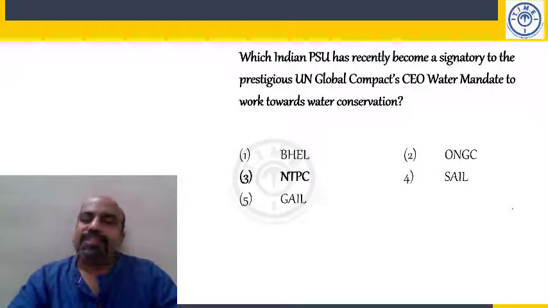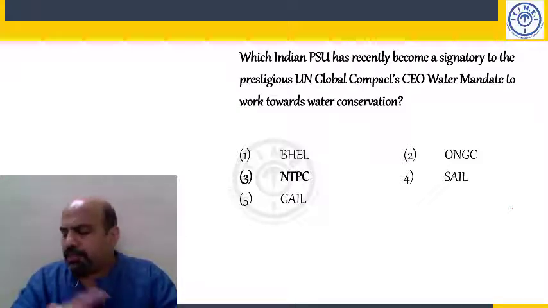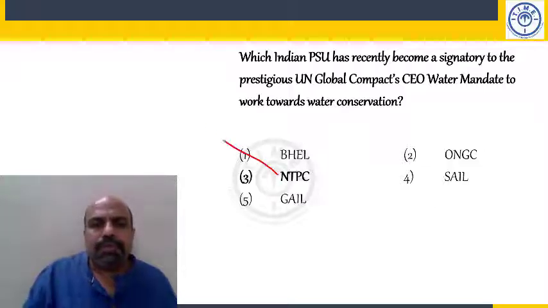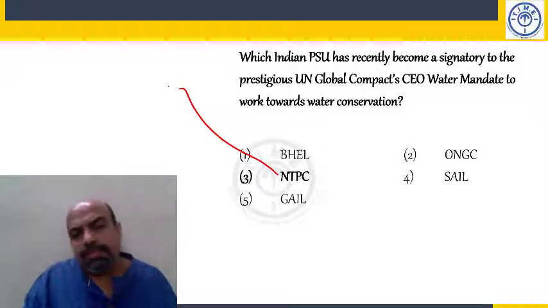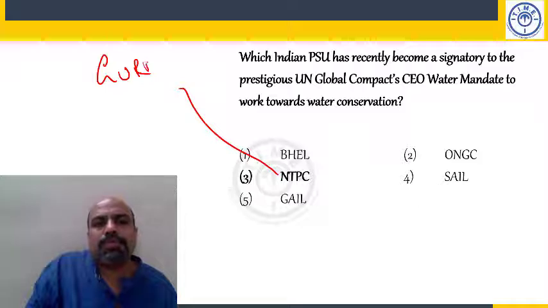Which Indian public sector company has recently become a signatory to the United Nations Global Compact CEO Water Mandate to work towards water conservation? NTPC, National Thermal Power Corporation. This company is Maharatna, and the chairman, you could write, this guy recently got an extension also, is Gurdeep Singh.